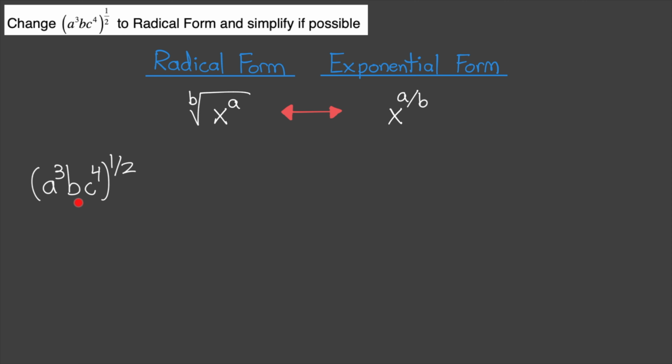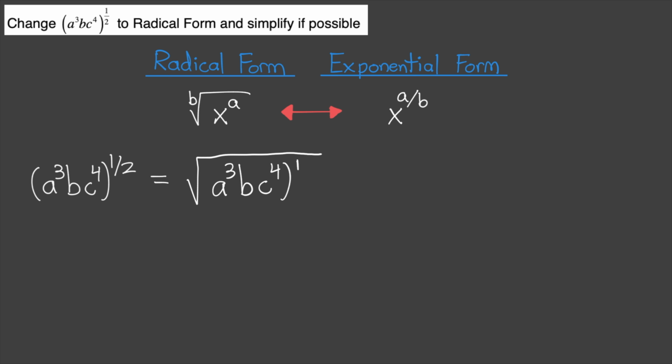Right now, this expression is in exponential form. So we are going to change this to radical form. Now notice we have a 1/2 here. So the 1, or the numerator, is going to stay with the base here as the exponent. The denominator, in this case 2, will become the root. So let's go ahead and change that. So because the denominator is 2, we have a square root. We have a cubed b c to the fourth.